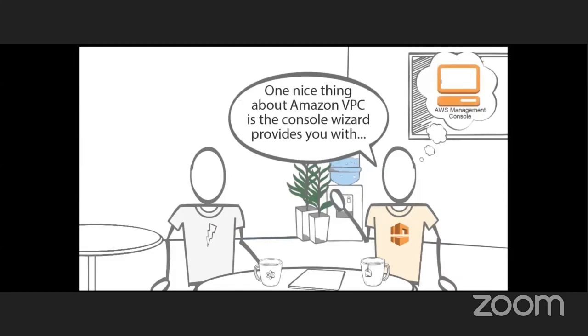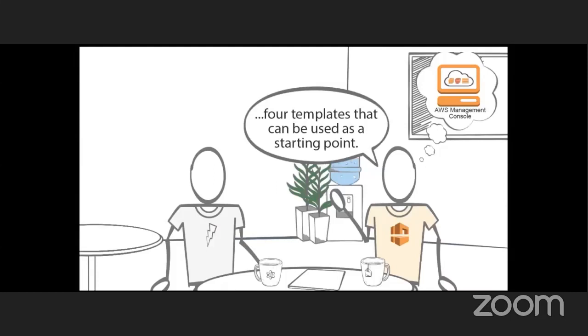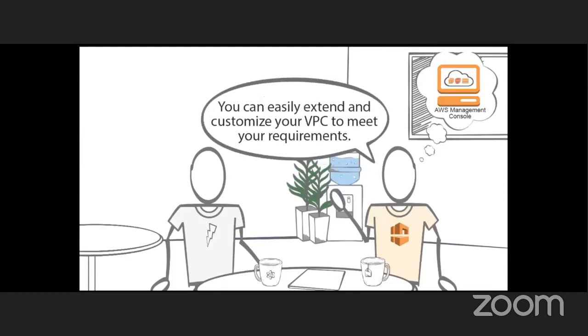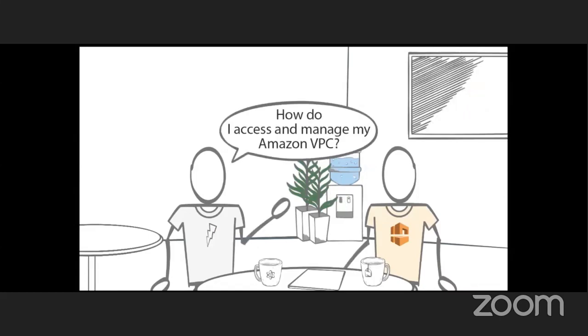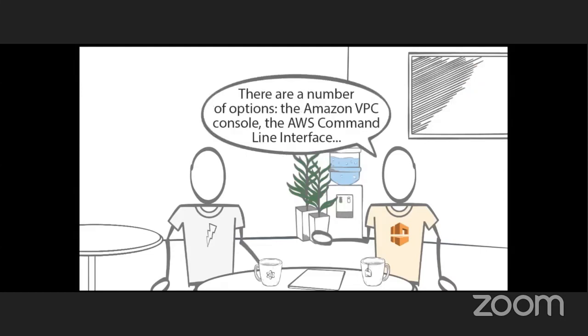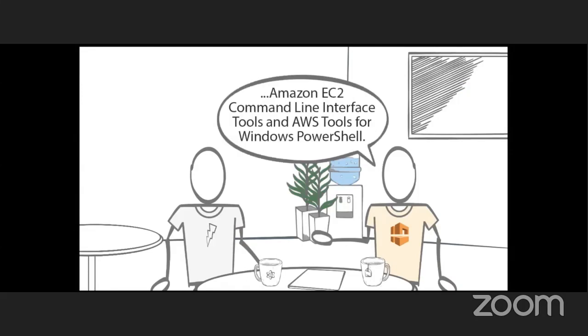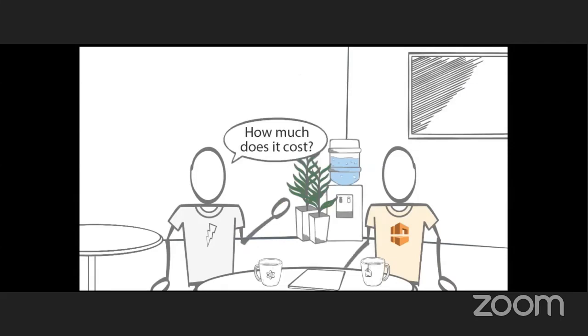One nice thing about Amazon VPC is the console wizard provides you with 4 templates that can be used as a starting point. You can easily extend and customize your VPC to meet your requirements. How do I access and manage my Amazon VPC? There are a number of options. The Amazon VPC console, the AWS command line interface, Amazon EC2 command line interface tools, and AWS tools for Windows PowerShell. How much does it cost?